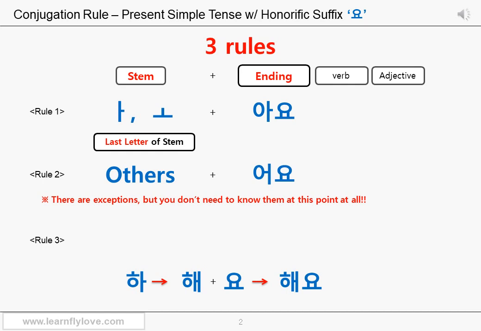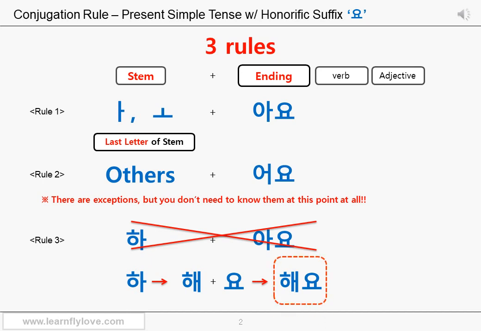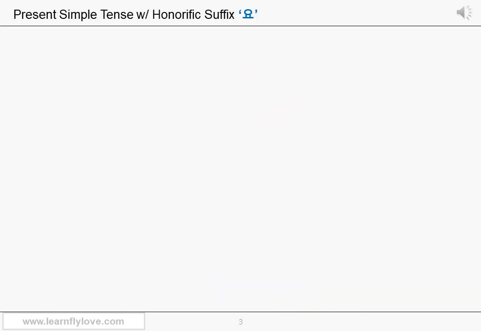Based on the rule number 1, you are supposed to add the ending ayo to the stem ha because it has a vowel. But this rule number 1 doesn't apply to the stem ends in the ha sound in the modern Korean language anymore. So it's always heyo in the present simple tense with honorific suffix yo. Now let's see some examples together.